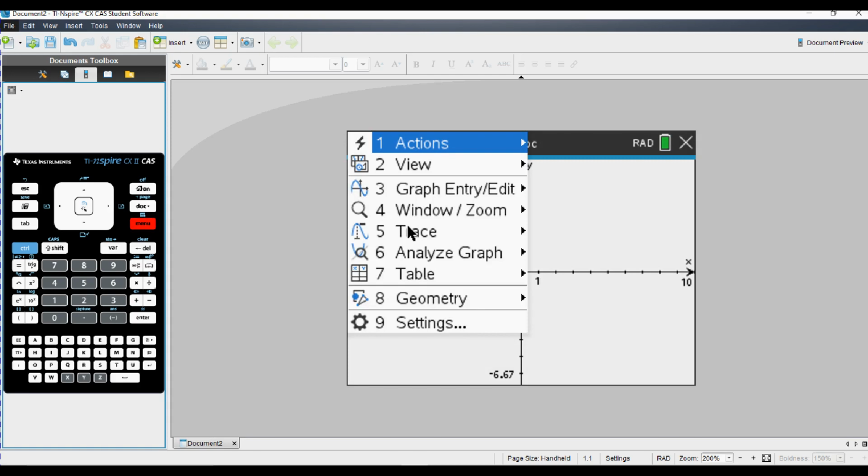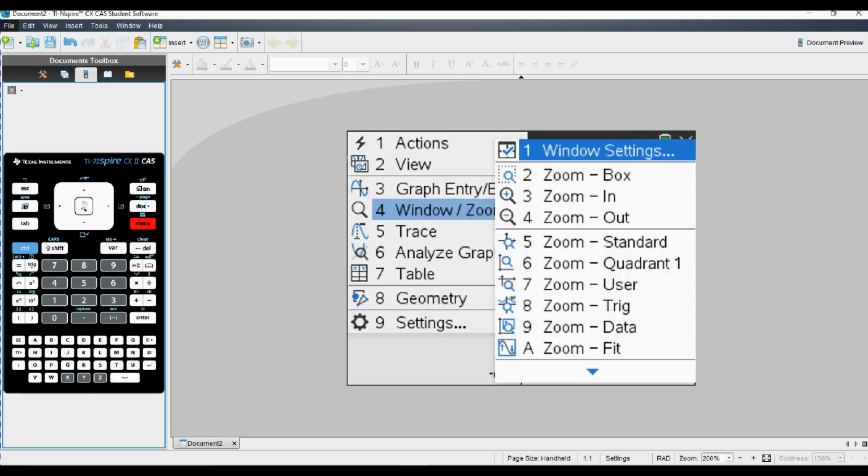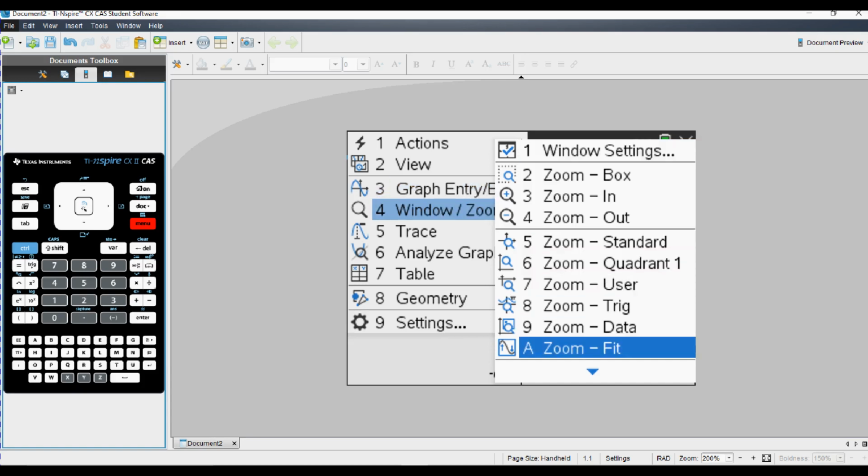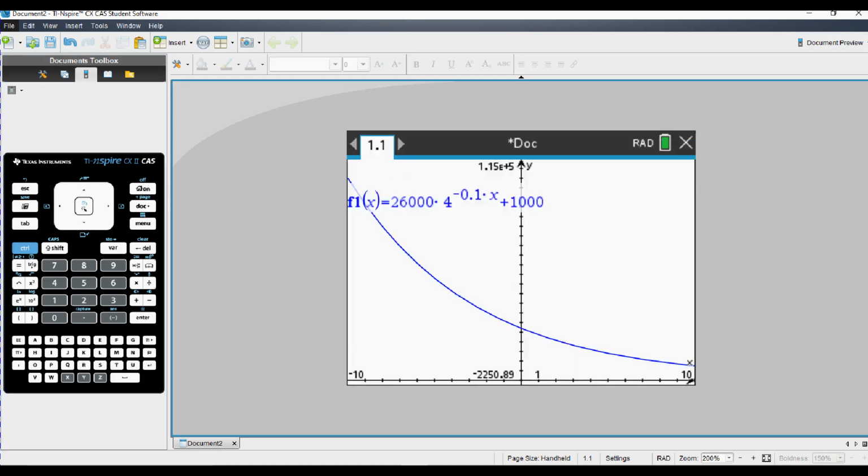Which zoom shall we use? There are many different types of zoom. The one you want to use first is the zoom to fit. That will give you the whole data. And you might try a few things because we try to make sense of the data, right? In this case, the negative value of x is not going to be meaningful, right?